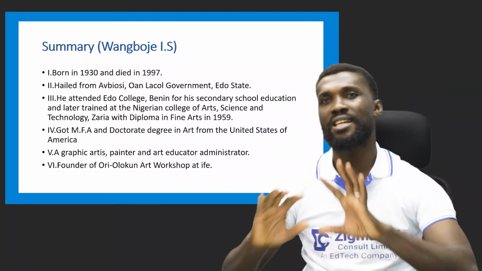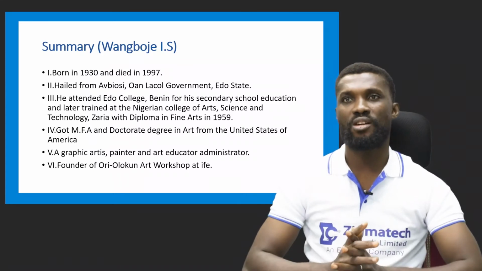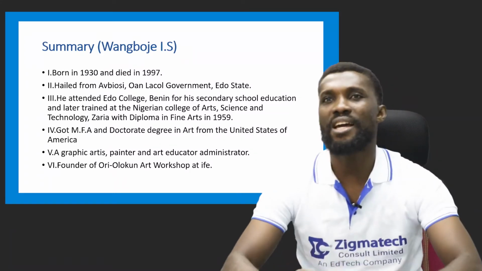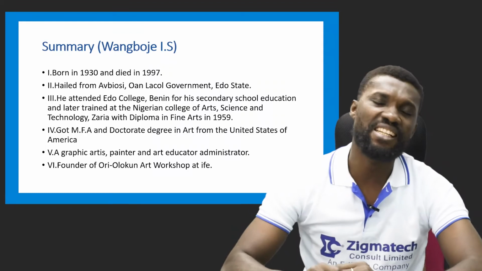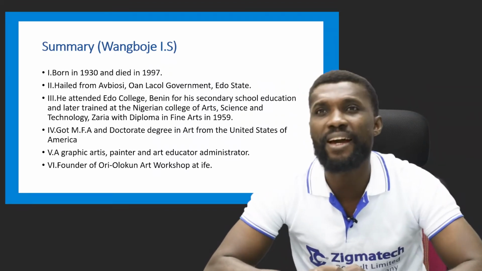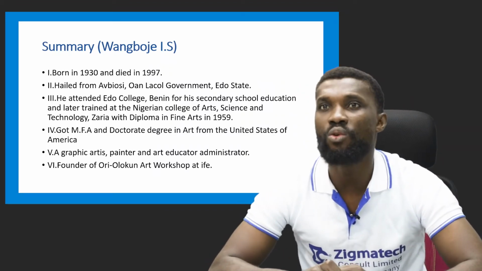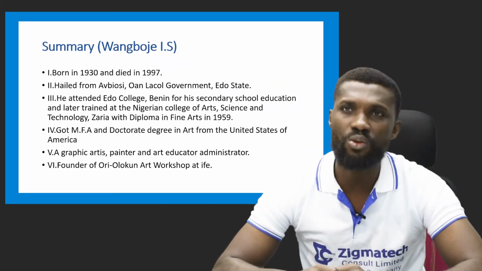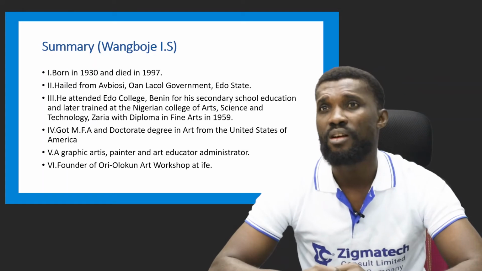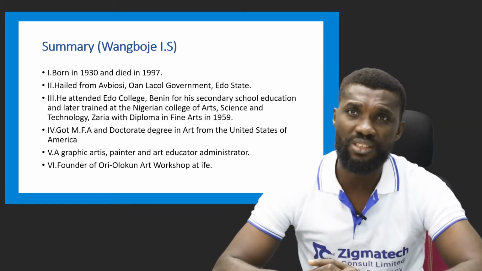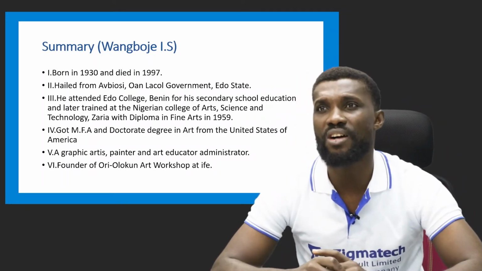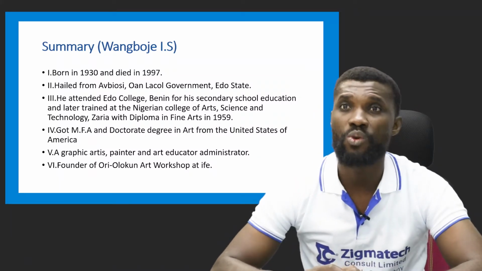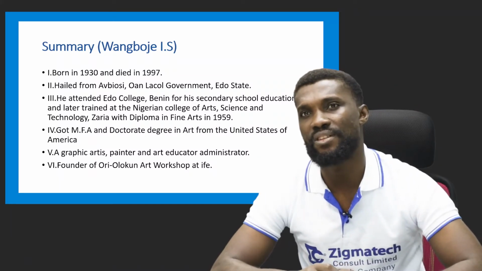All right. So now let's take a quick summary of Nwaboje. Now Nwaboje was born in 1930 and died in 1997. He hailed from Uhunmwonde local government of Edo State. He attended Edo College, Benin, for his secondary school education, and later trained at the Nigerian College of Art, Science and Technology, Zaria, with a diploma in fine art in 1959.